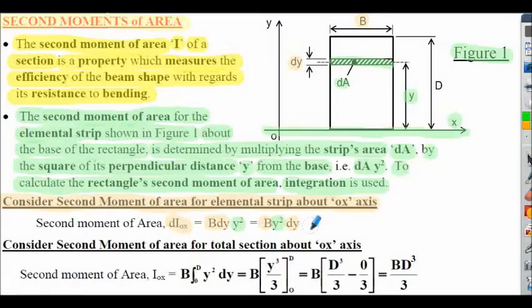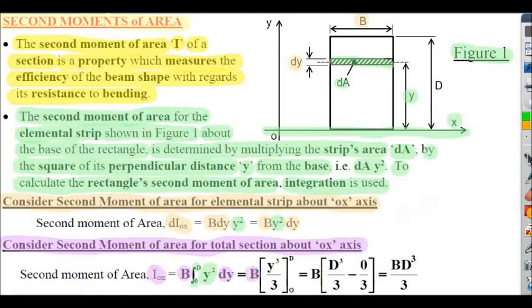Now to calculate the I for the rectangle, we consider the second moment of area for the total section about the OX axis. So now we're calculating not the I of the elemental strip about the OX axis, but we're calculating the second moment of area, IOX, for the rectangle about the OX axis, so the base of the rectangle. Noting that b, the width of the rectangle, is constant throughout the depth of the section, b is taken outside the integral here. So inside the integral we have y squared integrated with respect to y between the limits of 0 and d. The standard integrand of ax to the n format shown in our previous tables.